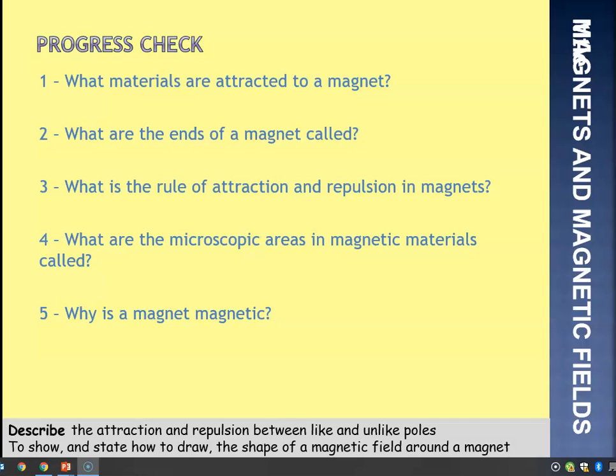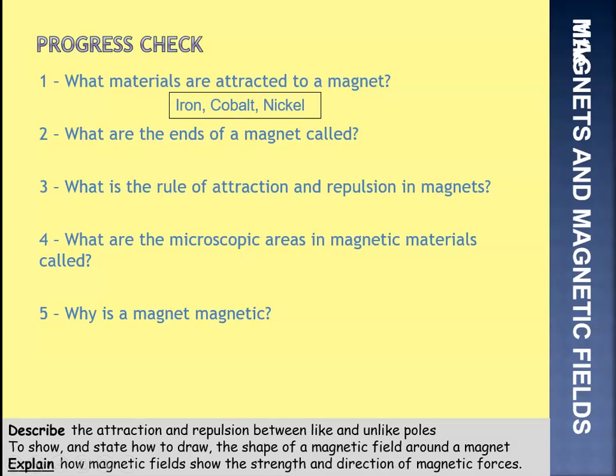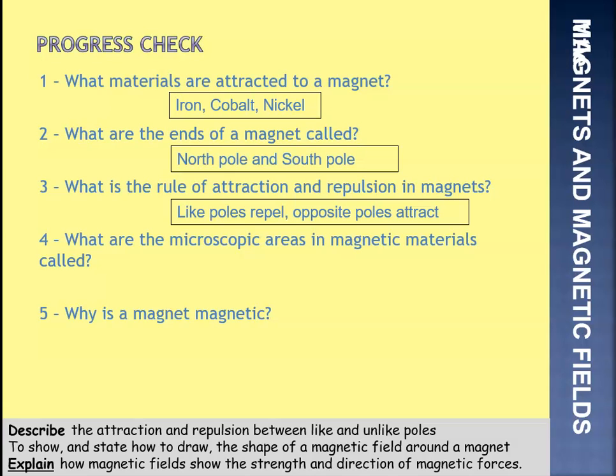Question 1 then. What materials are attracted to a magnet? It's only those 3. It is only iron, cobalt and nickel. What do we call the ends of a magnet? Well, they're referred to as the North Pole and the South Pole. What's the rule of attraction and repulsion in magnets? Like poles repel and opposite poles attract.